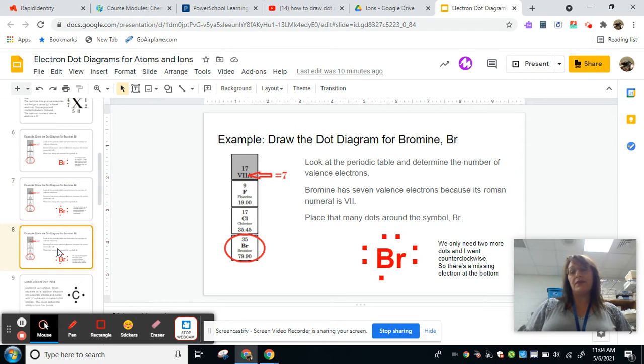We need 2 more to make 7. So those other 2 electrons get partnered up. Again, I'm going counterclockwise, so I add a partner to the top and a partner to the left. And notice there's a missing electron there at the bottom. This electron in this very bottom spot would be a p sublevel, the 3rd orbital of the p sublevel. It doesn't have a partner. So that's an opportunity, that atom would say, I kind of want to form a chemical bond. I would like to have an electron in that missing spot.